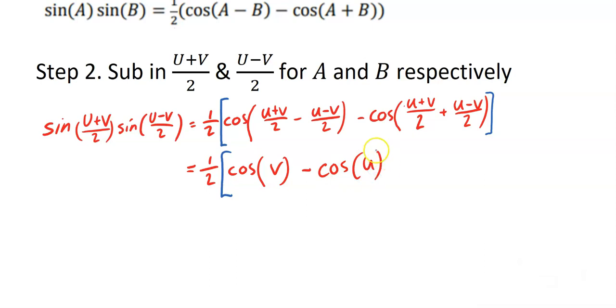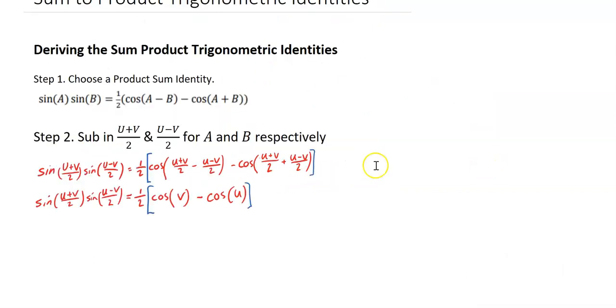And so now we have this neat little thing here that says that sine u plus v over 2 sine u minus v over 2 equals half cos v minus cos u. Finally, traditionally with this, we don't leave that half there. Instead, we divide both sides by a half, which is the same as multiplying both sides by 2, which leads us to this result. 2 sine u plus v over 2 sine u minus v over 2 equals cos v minus cos u. And that is one of our sum product identities.